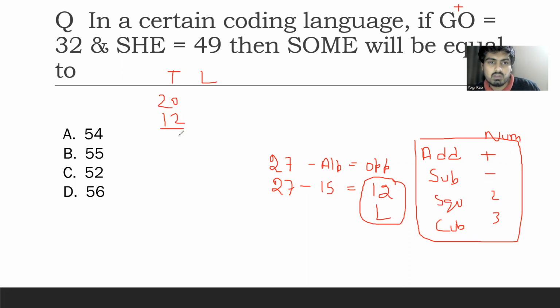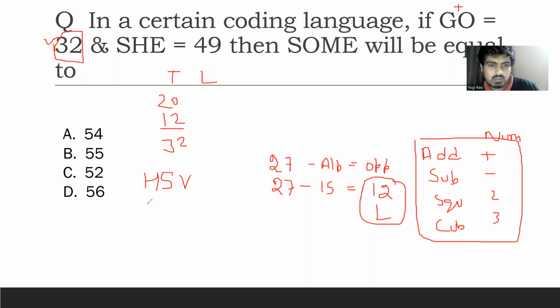So how much will it be? 20 and 12, 32. Yeah, it's giving 32 only. So our logic is correct. Let's check with another one. The opposite of S will be H. The opposite of H will be S, and the opposite of E will be V.